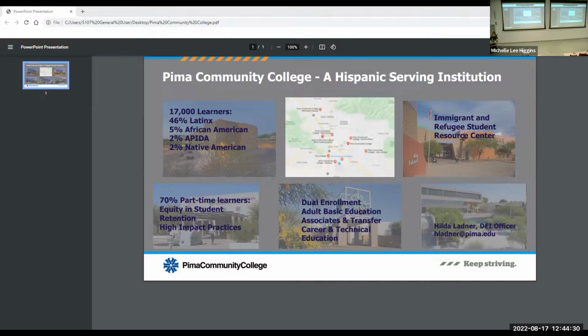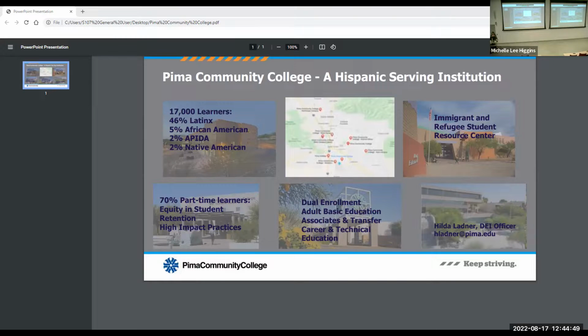Right now, a couple of projects that we're really focused on at the college are around investigating what the high impact practices are in equity and student retention for our part-time learners. Over 70% of our learners at Pima Community College attend part-time.